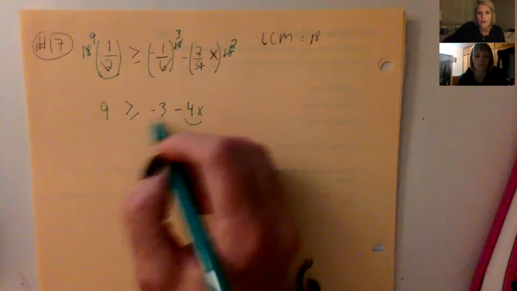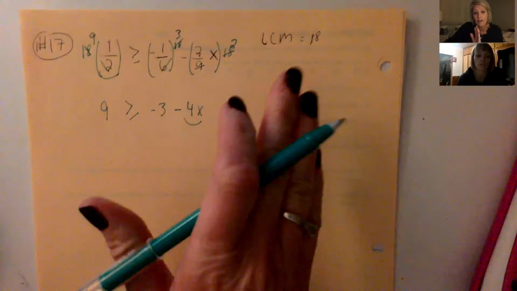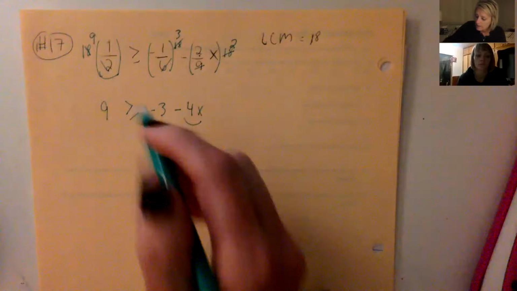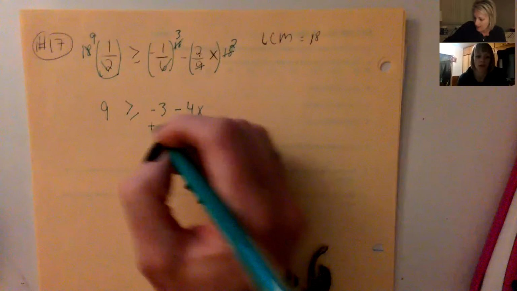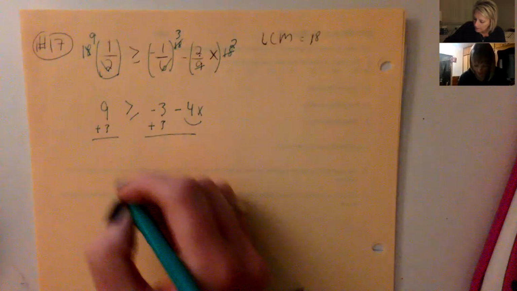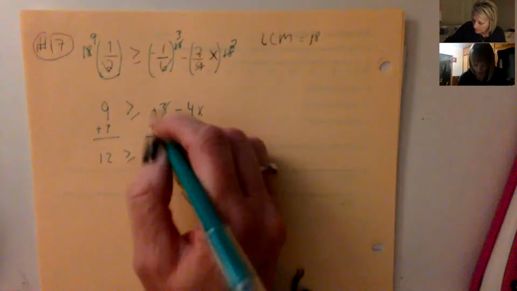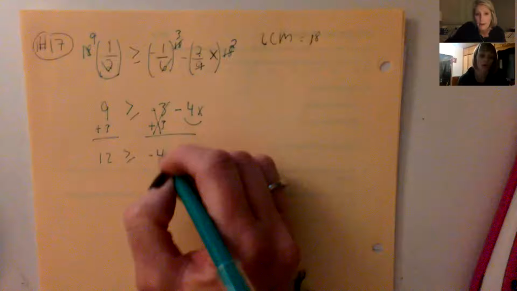So let's go ahead and get our constants to the other side, so that constants have to be on one side and variables on the other. So you add 3 to both sides, right? Excellent. Yes. And then it would be 12 and then -4x. Yep, minus 4x.